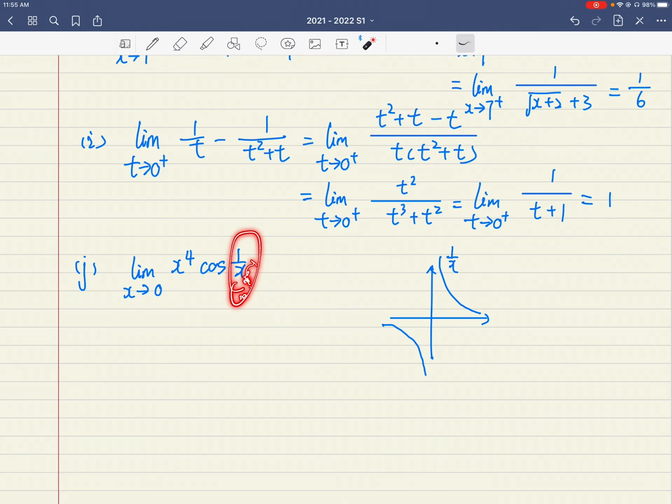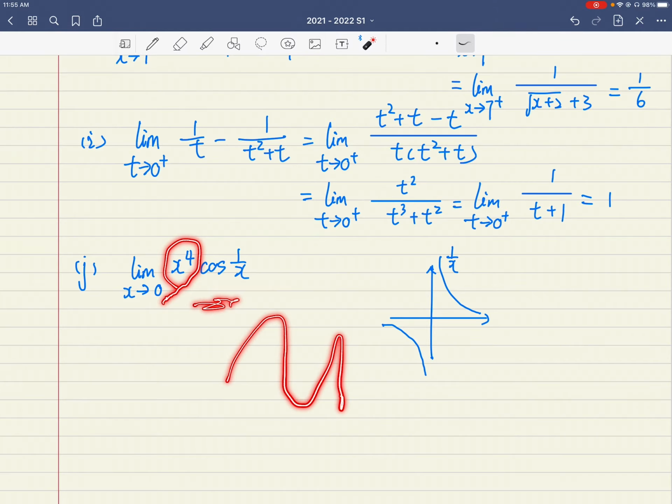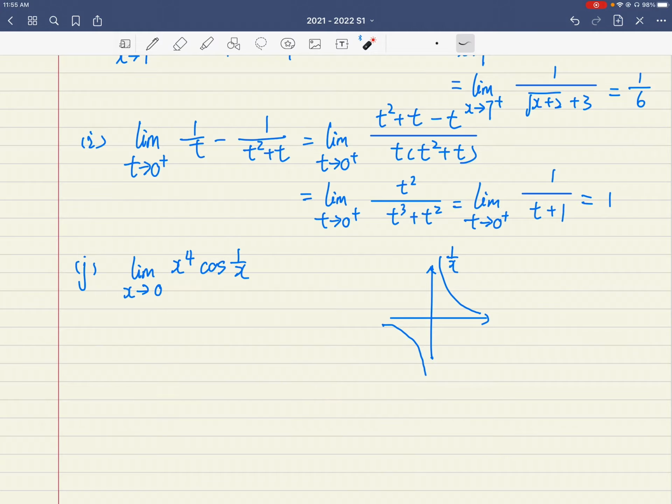Okay, so that's a trouble. But is there any way for us to bypass this part? Because yes, this limit itself doesn't exist, right? But if you multiply that with x to the power 4, what's the effect? The effect is this first part is closer and closer to 0, and this second part, its value is alternating. It's changing between -1 and 1.